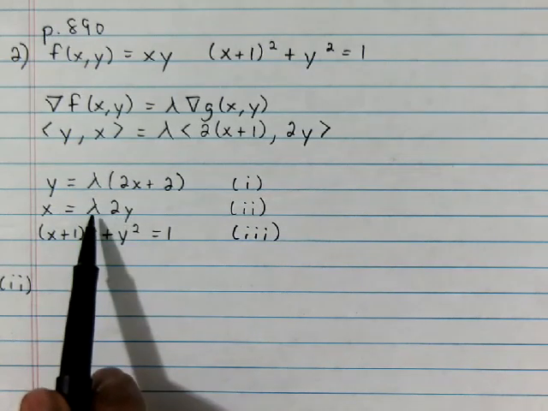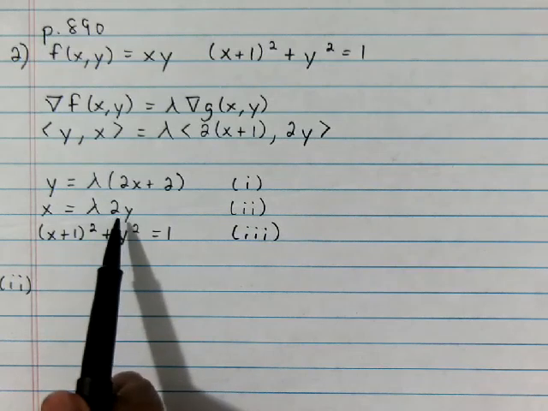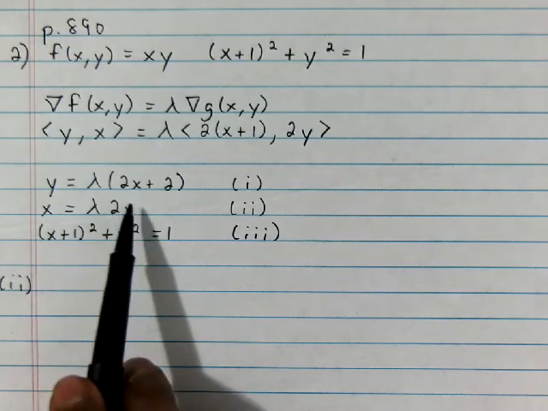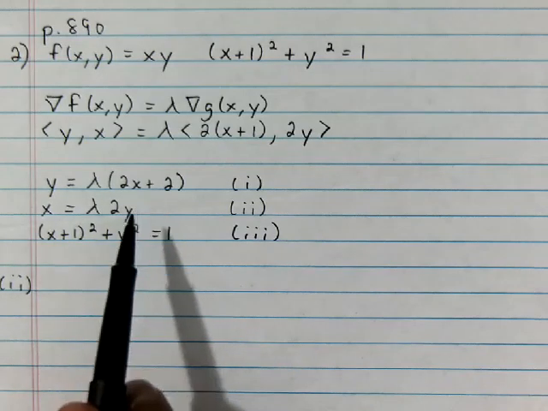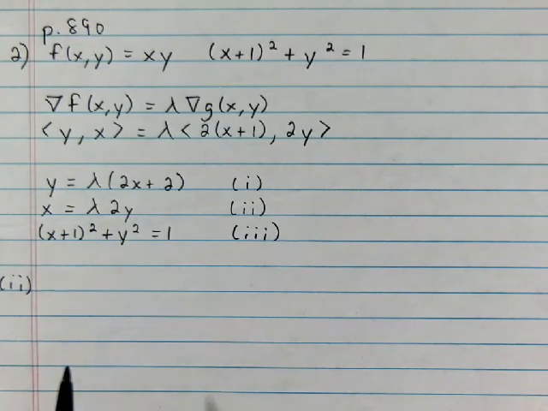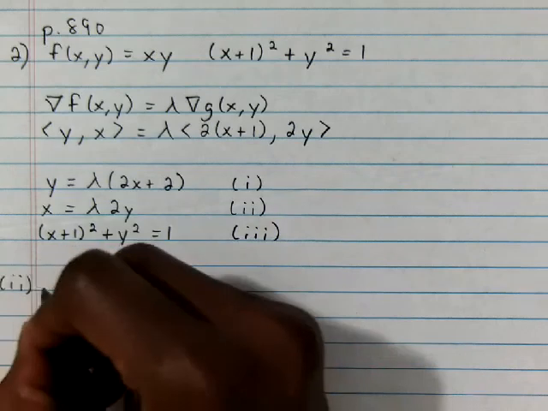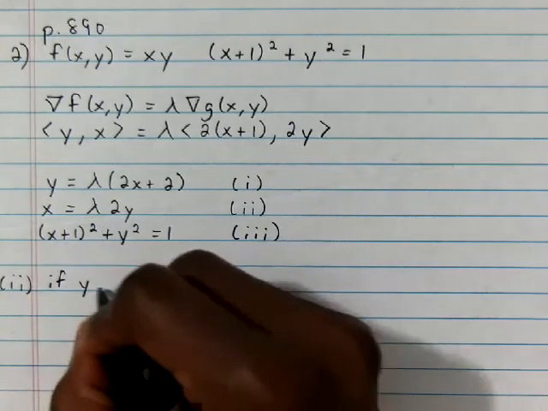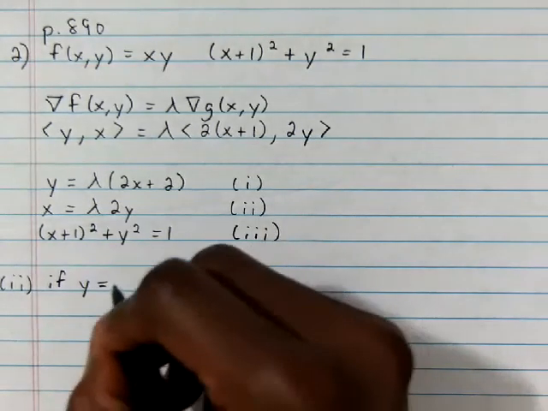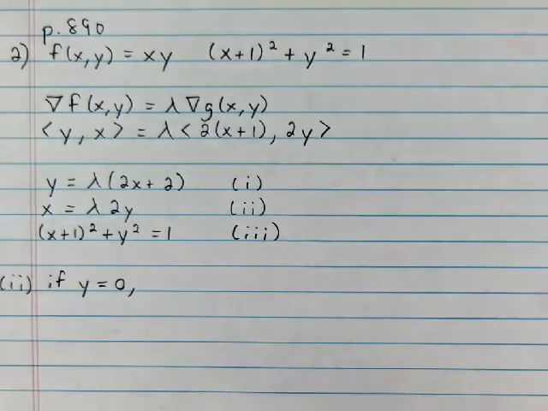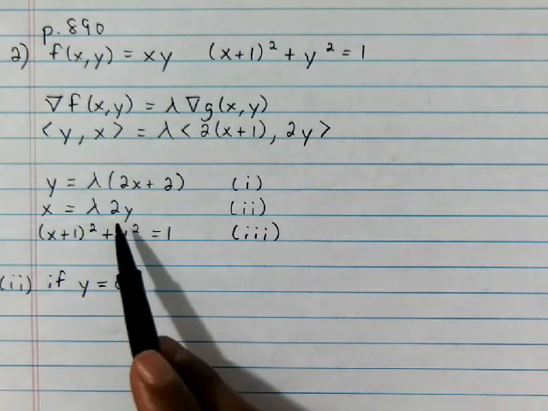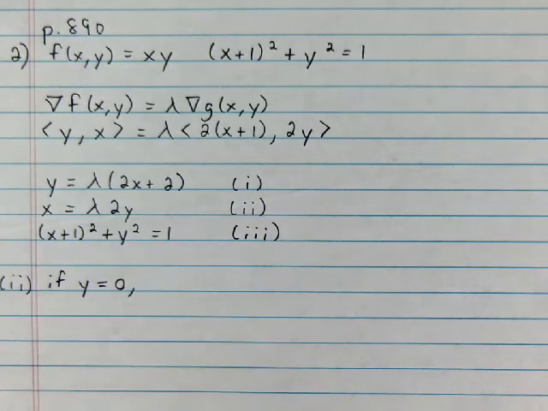But to solve this for lambda, I need to divide both sides by 2y. So I would have to know that y is not 0. And there's nothing here so far that tells me that y cannot be 0. So what you do in that scenario is you just consider that case then. Now, if you have something in your 3 equations that tells you that the value can't be 0, then you can just use that, and then you can go ahead and divide by whatever that variable is.